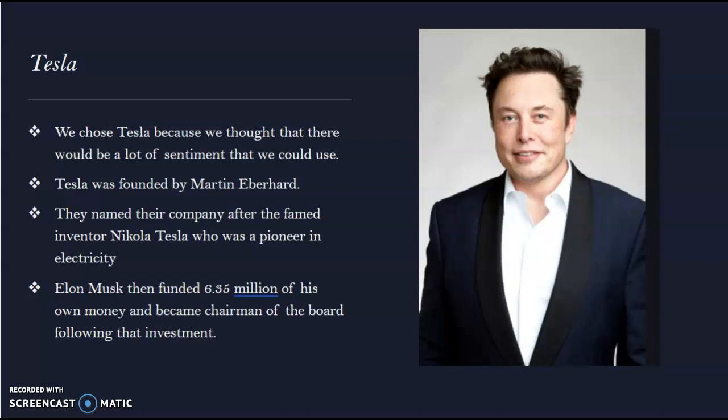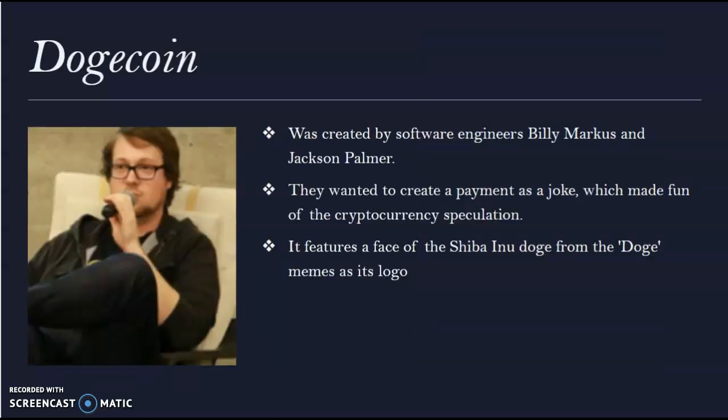Tesla was founded by Martin Eberhard, but is best known by its primary investor, Elon Musk, who bought into the company with $6.35 million of his own money. It is named after the famous inventor Nikola Tesla, who was a pioneer in electricity. Dogecoin was created by software engineers Billy Marcus and Jackson Palmer. This is one of the new cryptocurrencies being traded today and was initially created as a joke. The logo is the face of a Shiba Inu dog.